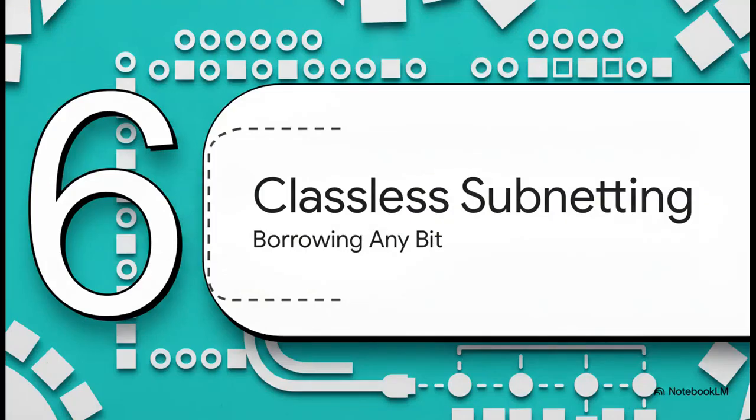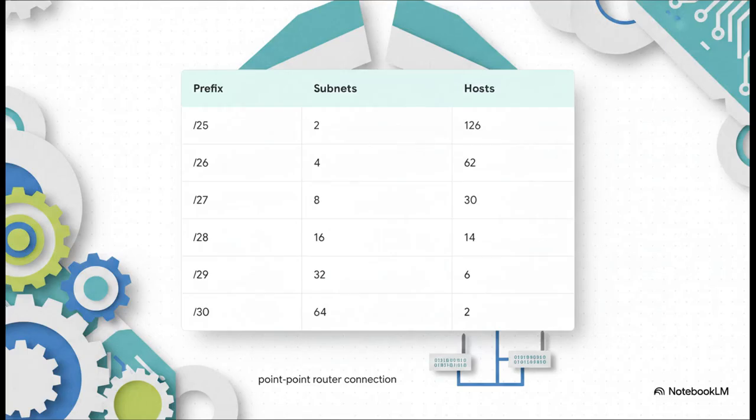Section 6, Classless Subnetting. But what if those clean octet boundaries at /8, /16, or /24 just don't fit our exact needs, and we need something much more precise? Well, classless subnetting allows us to borrow bits from literally any host bit position to create custom masks. We don't have to stop at /24. If we have a /24 block, we can slice it up even further.